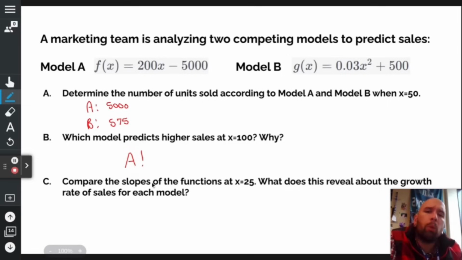Simple. Compare the slopes of the functions at x equals 25. What does this reveal about the growth? Be careful. This is not plug in 25. This is examine the slopes. So you are a linear equation. You are quadratic. Okay. You look like that. You look like that. I have to see what happens at 25 for both of these and compare the two. And I have a feeling that I'm going to do a lot of calculator manipulation and stuff like that. Have fun.